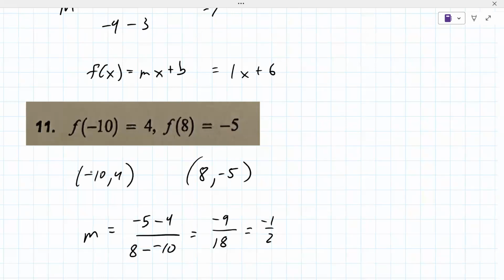Okay, so for 11, I got f of x equals 1/2 x minus 1. Should be -1/2. -5 minus 4 is -9. Yeah, I left off that sign, and that will throw off everything else. Doesn't look like they have any wrong letters in there.